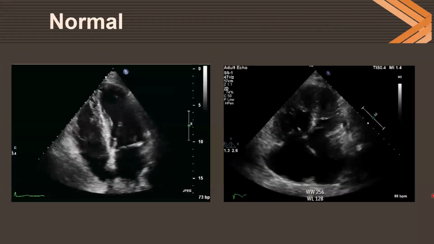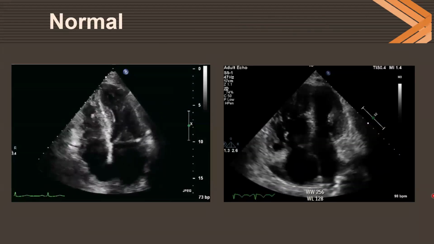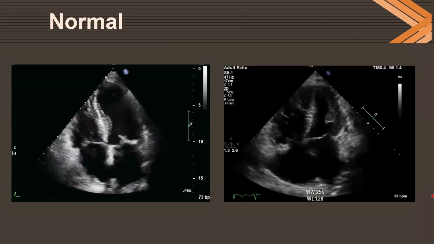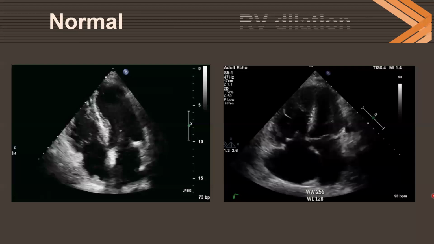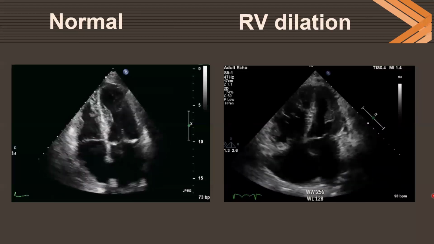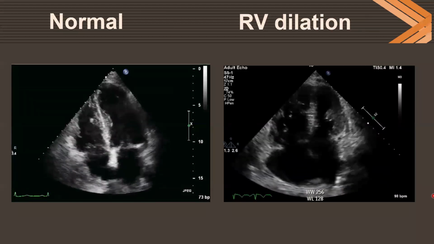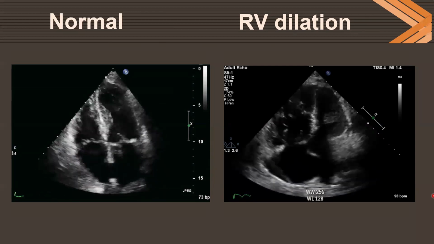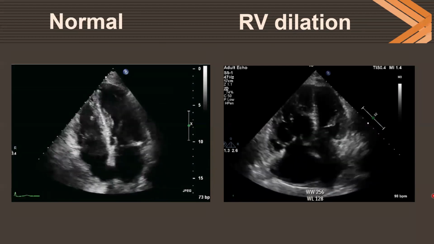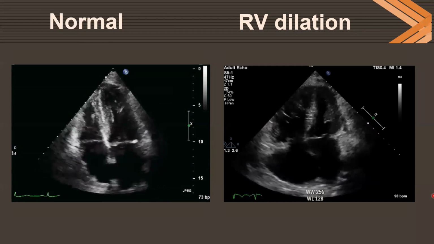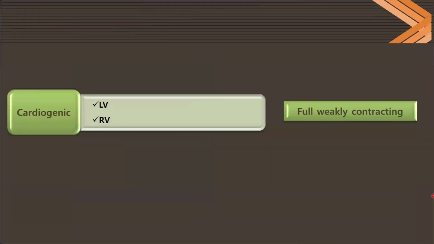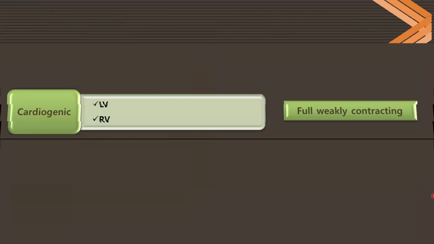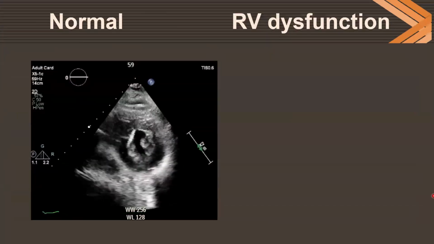Next is an enlarged right ventricle. As you see here, the apex is formed equally by both left ventricle and right ventricle, but the right ventricle moves well, and this means that there is only right ventricular dilatation, but with normal right ventricular function. This is how to assess the ventricle for possible left ventricular or right ventricular dysfunction as a cause of cardiogenic shock.